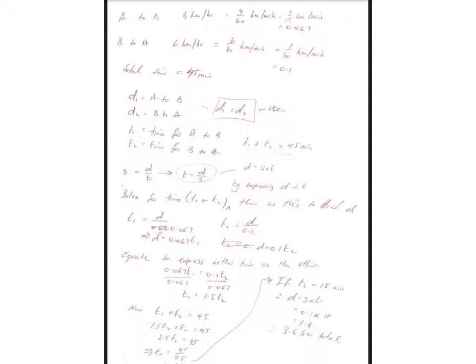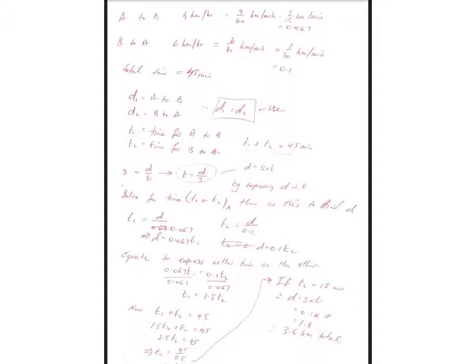Now, we can say that T1 plus T2 equals 45, which we know. If we write T1 in terms of T2, it becomes 1.5 T2 plus T2 gives 45. And then 2.5 T2 equals 45. 45 divided by 2.5 gives 18 minutes. So then we use our distance formula, speed times time, 0.1 times 18 will give us 1.8. So if it goes 1.8 and comes back 1.8, total distance is 3.6 kilometres.